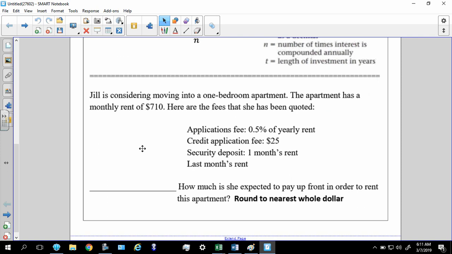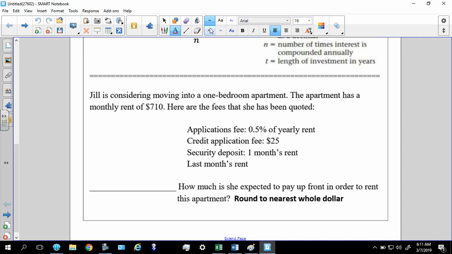Jill is considering moving to a one-bedroom apartment. The apartment has a monthly rent of $710. Here are the fees. All right, so application fee. This right here always screws students up. First off, yearly rent would be 710 times 12.